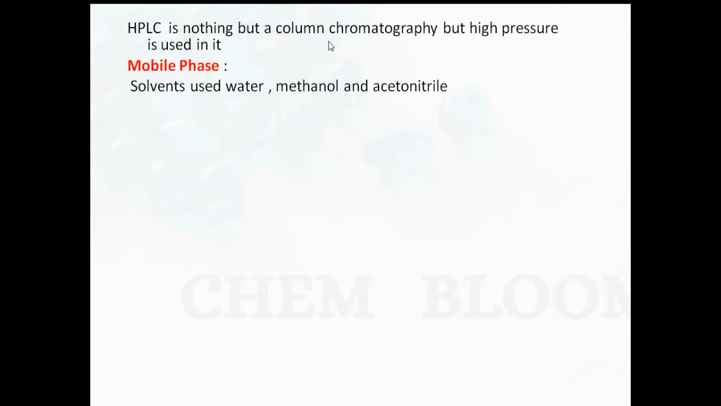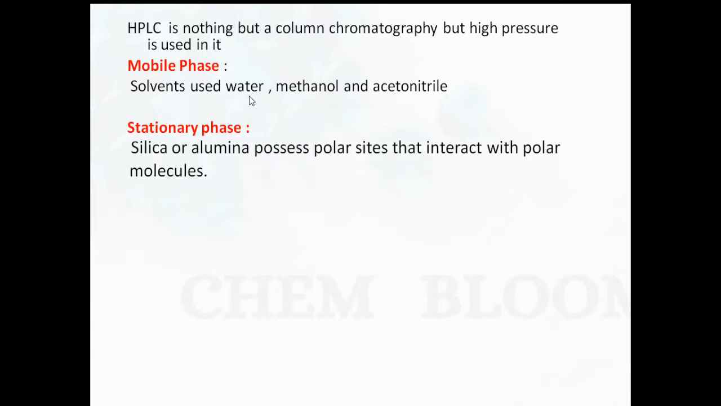So the mobile phase is the solvents, which we use are water, methanol and acetonitrile. These are the generally used solvents in HPLC. And we can change the nature of the solvents depending upon the sample we are separating. Stationary phase can be either silica or alumina.